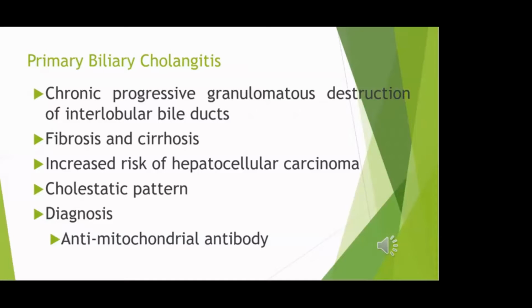Okay, so PBC, primary biliary cholangitis, is no longer called primary biliary cirrhosis, but primary biliary cholangitis. There has been a name change. It's a chronic progressive granulomatous destruction of interlobular bile ducts that presents with fibrosis, also an increased risk of hepatocellular carcinoma, usually seen in women more than 50 years old. But the youngest case reported is 25. It presents with a cholestatic pattern, and the diagnosis is clinched by the presence of antimitochondrial antibody.